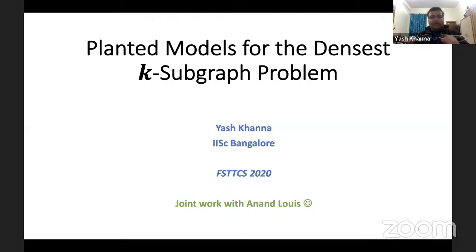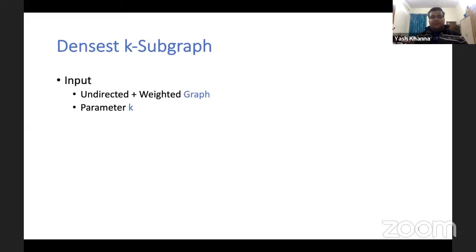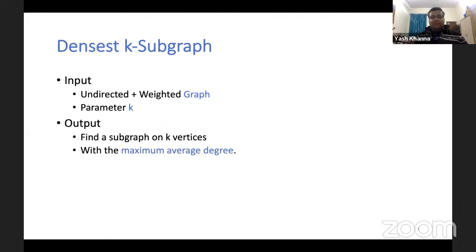So hi all, I'll be talking about the densest k-subgraph problem. Let me just jump right in. The problem is as follows. You are given an undirected and possibly weighted graph and a parameter k, and the goal is to output a subgraph on k vertices with the maximum average degree. So you are supposed to output a subgraph on k vertices with the maximum average degree.